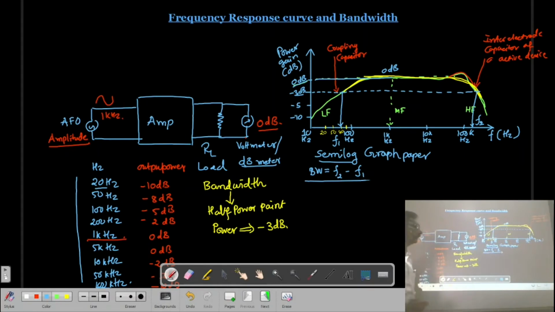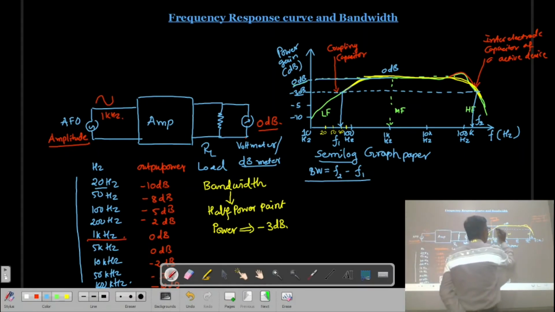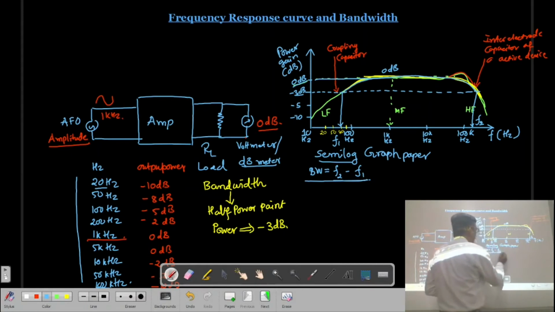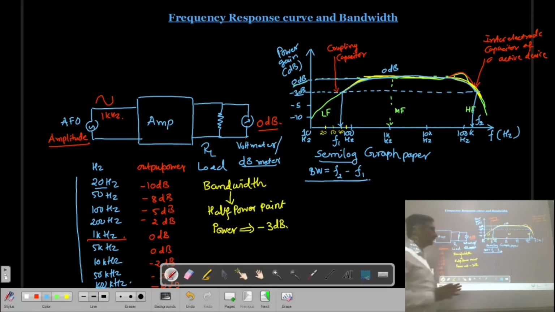So here you can see that over this range of the frequency, the gain of the amplifier is almost flat, almost constant. Approximately you can say it is constant. So this amplifier is useful to amplify the frequency from F1 to F2. And for the rest of the frequency, the gain is low. This is known as the bandwidth of the amplifier.